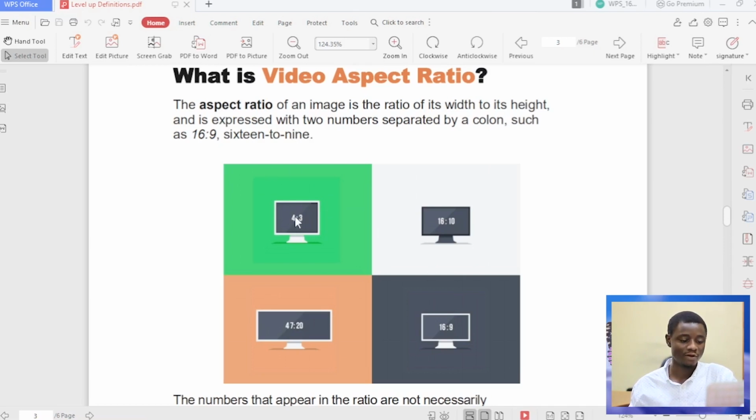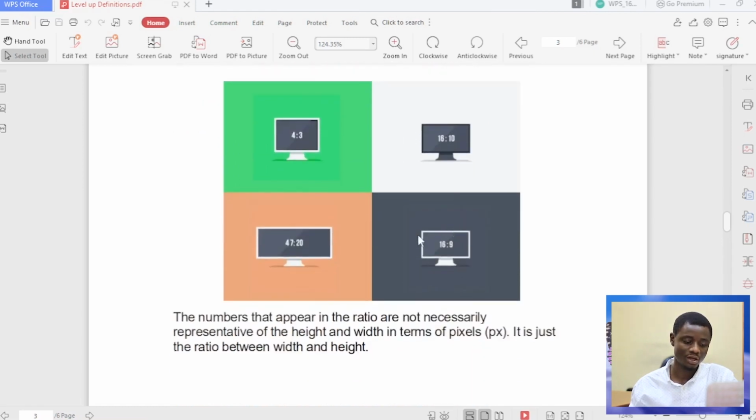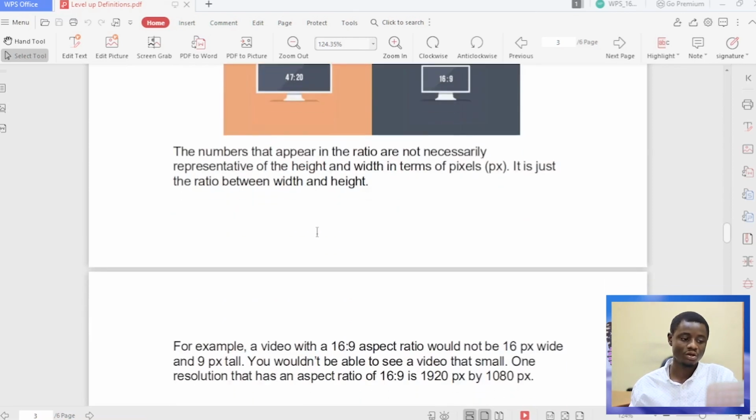Like I told you, you always start from the horizontal to the vertical. So this is 4 here, over here is ratio 3. This is 16, ratio 10 vertically, and this is 16, ratio 9. I know you know ratio, and to get the video resolution, I told you how to do it: cross multiply. In everything you are doing, mathematics is very fundamental.